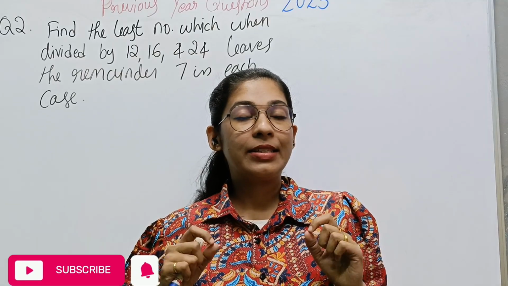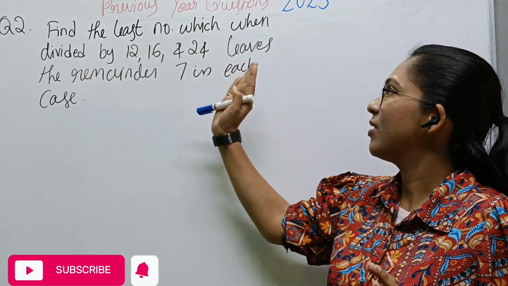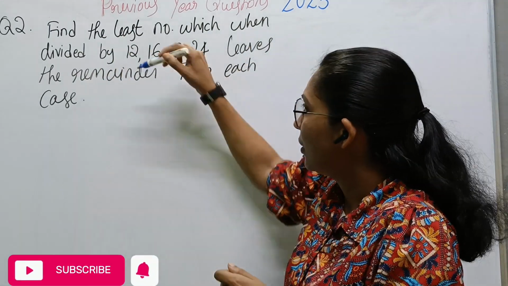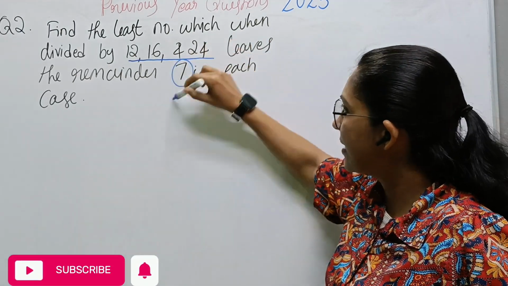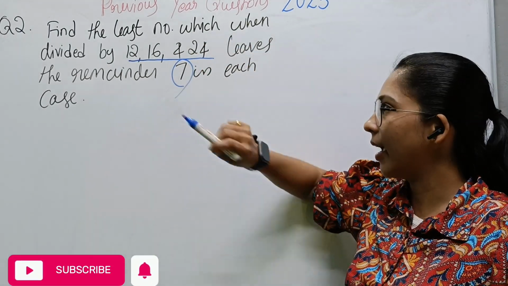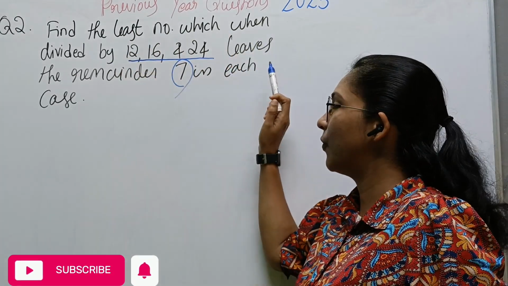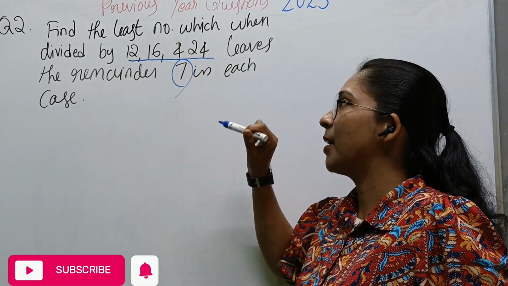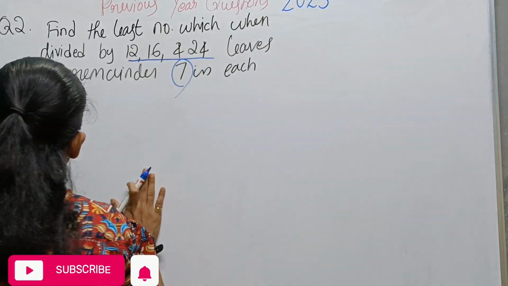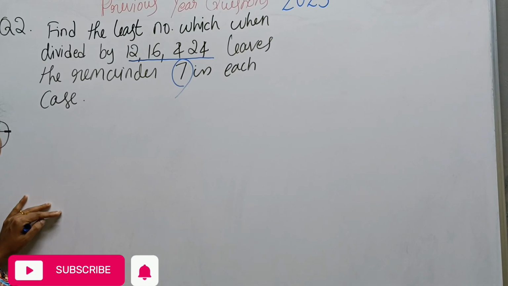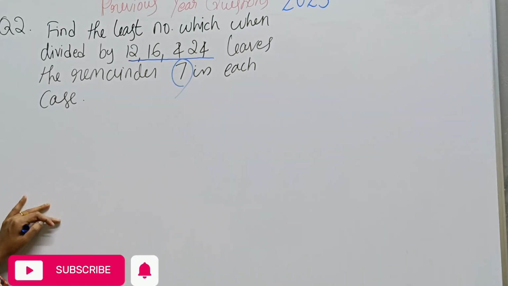So dear children, there is an interesting question for you. Find the least number which when divided by 12, 16 and 24 leaves the remainder 7 in each case. If you are given such a question, don't worry, we have to find the LCM of these numbers.